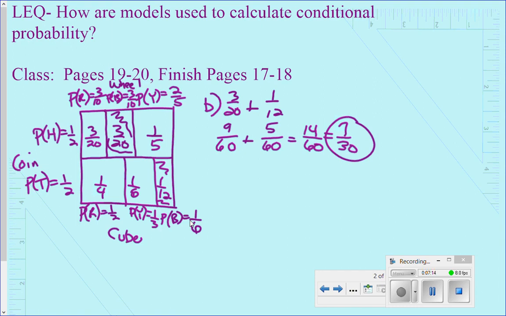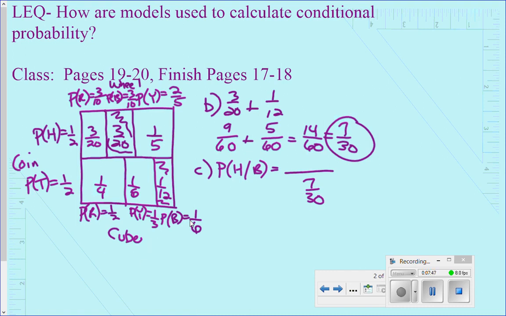So then next, C says, Tyler won a stuffed animal. What is the probability he started off with heads? So, in other words, they're asking us, what's the probability of heads given stuffed animal, which means blue? So we know using our conditional formula, blue is the given. So the given goes in the denominator. So that would be the 3/20 plus the 1/12, which we already did a moment ago and got 7/30. So 7/30 goes there.